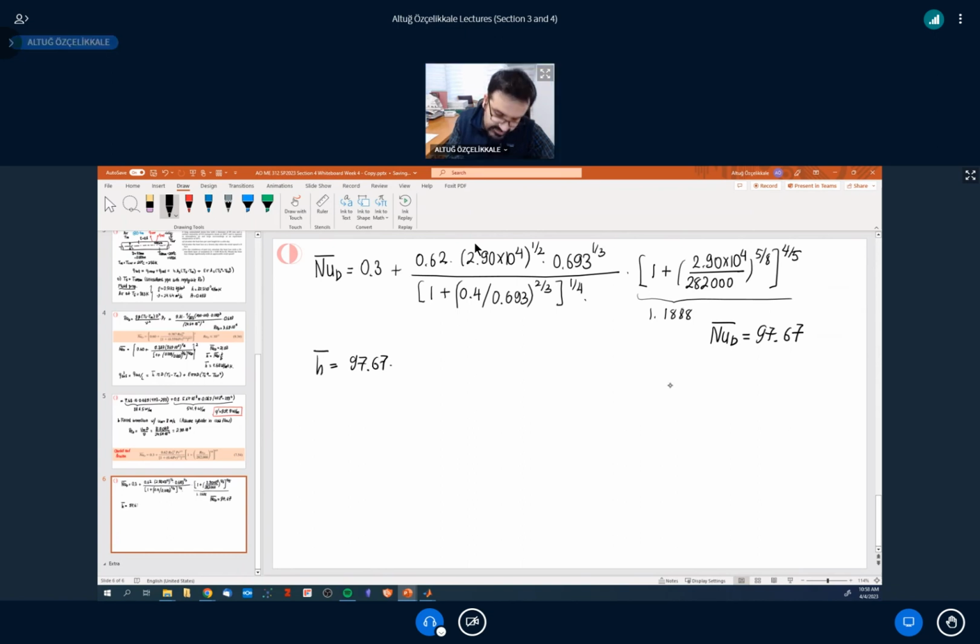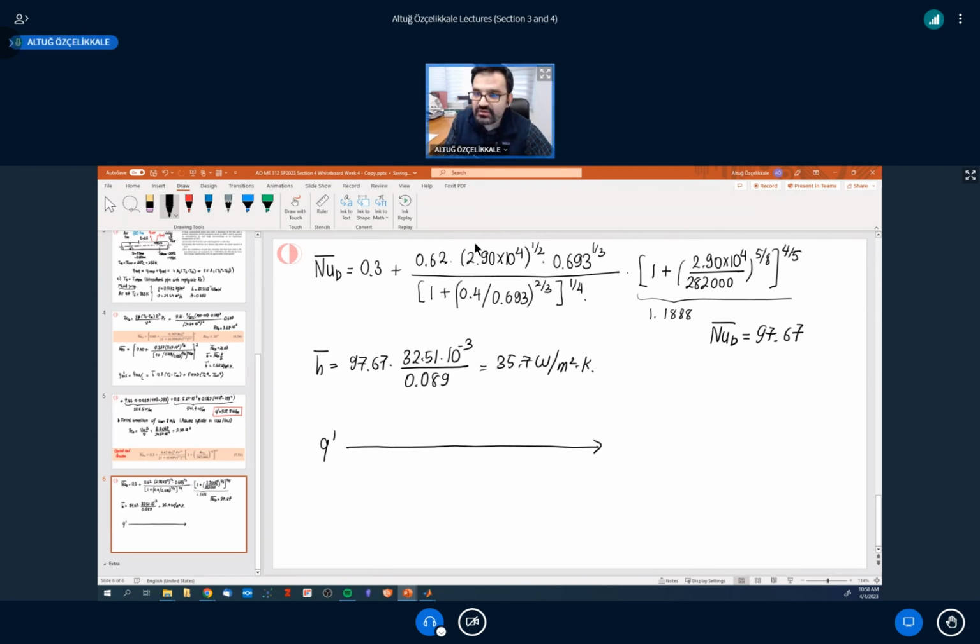0.67 times the Nusselt number divided by 0.089, and that's going to be 35.7 watts per meter squared Kelvin. And from here, with the same reasoning, you can calculate the heat transfer rate per unit length, which is 300.